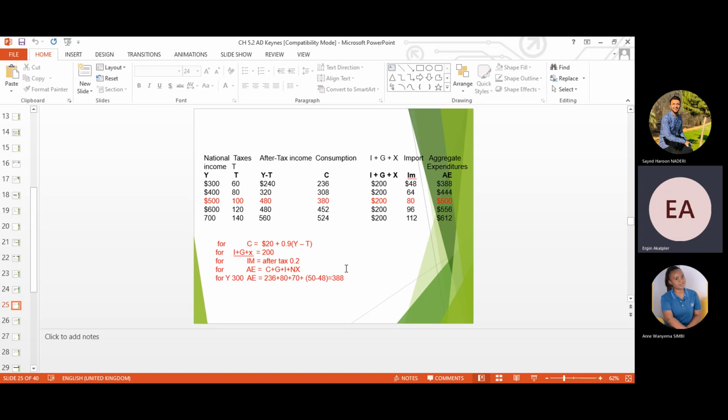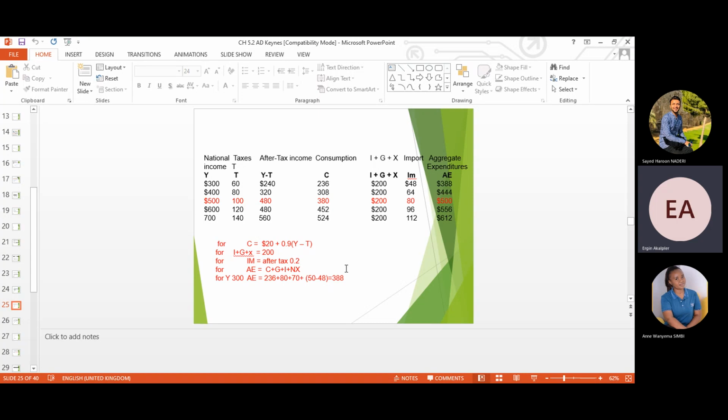And the aggregate expenditure is also estimated as it is given below. For the 300, we have the C, as it is given here, 236 will be summed to this IGX. Then you will have, sorry, IGX minus import, of course. Then you will have 338 for the 300, and the rest will also be calculated in a similar manner.